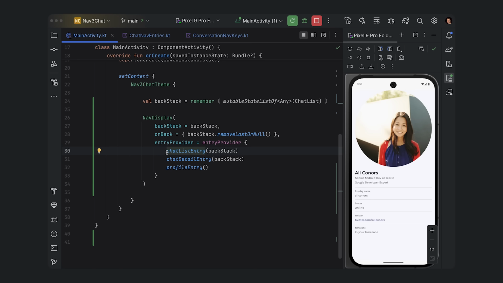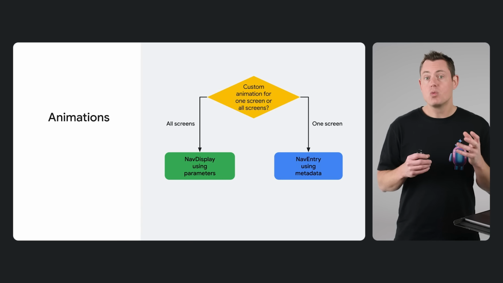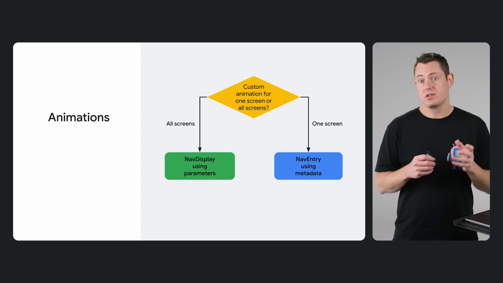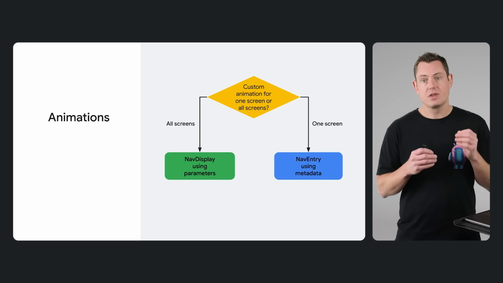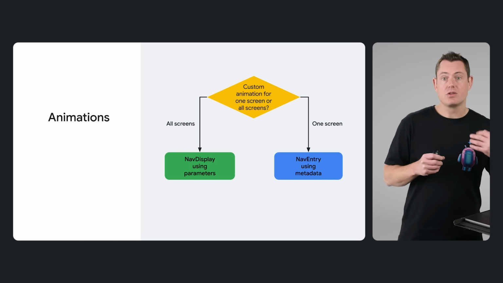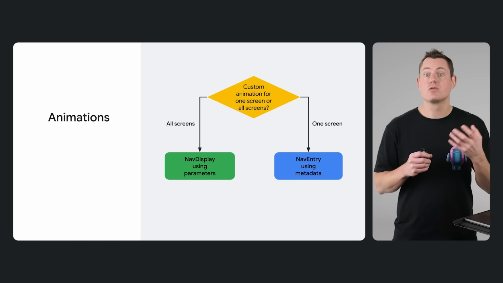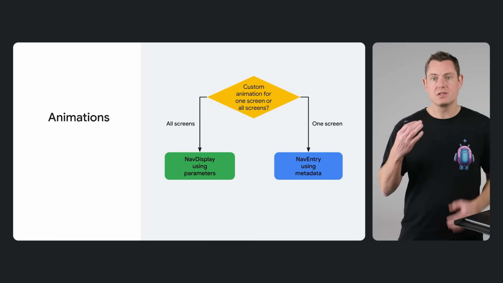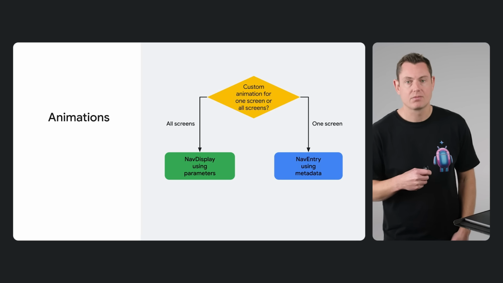So now we have 3 screens in our app. Let's see how we can customize the animation between those screens. We figured you'd want to be able to override the screen transitions globally for all screens. So this is done by the NavDisplay UI component. And we also figured that you'd want to override the screen transitions for a single screen as well. So this is done at the NavEntry level. Let me show you this in code.